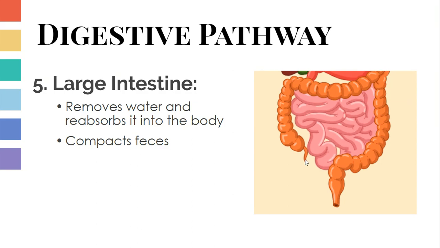That is the appendix. And the appendix is one of our vestigial structures. Doesn't really have a purpose that we know of right now. We think that it used to be helpful in digesting raw meat in our ancestors.